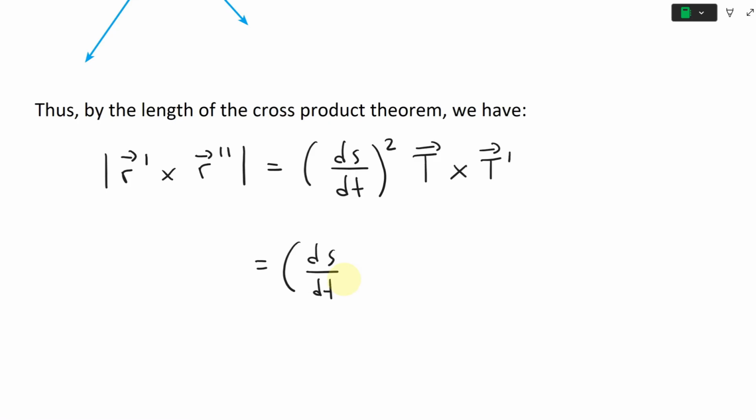So we're going to take the length, and this is going to be the length. I forgot to put that this is the magnitude. This is a scalar and it's positive, so just keep it out of there because we're squaring it.